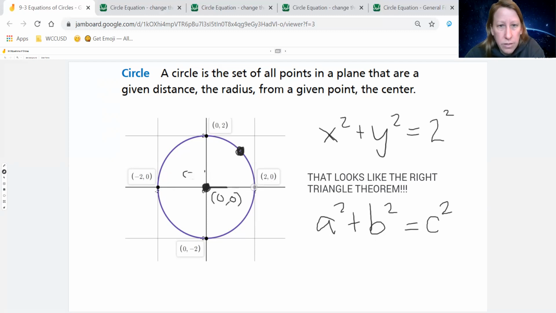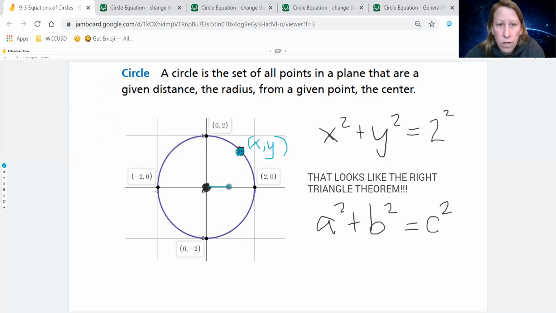I'm going to get rid of this. Okay, so I'm going to choose this point right here. What's the name of this point? I'm going to call it XY. We're talking coordinate geometry, so I'm going to label this point as XY.